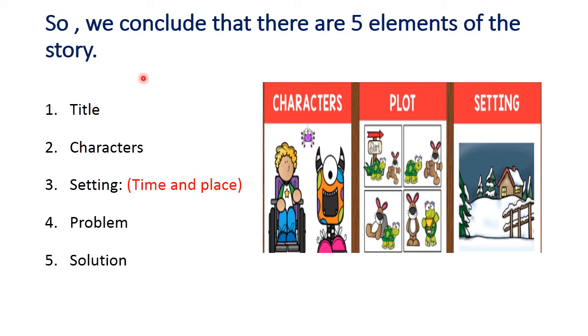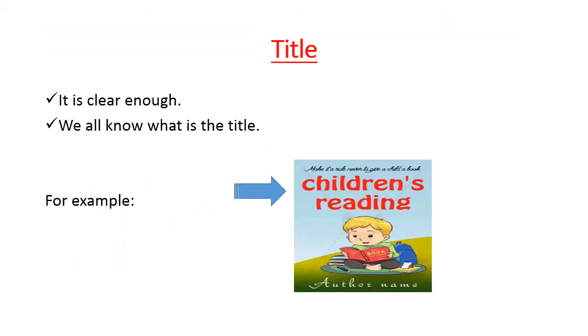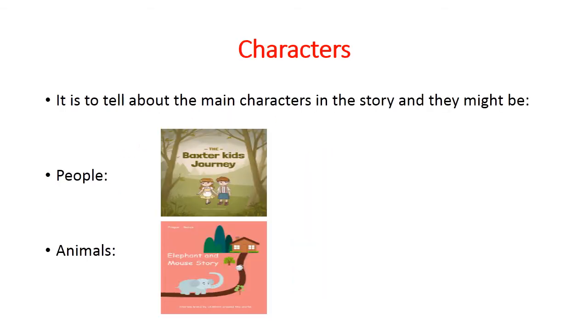So we conclude that there are 5 elements of the story, which are title, characters, setting, which means time and place, problem, and solution. Now, what about the title of the story? Each and every story has a title, just like this one. It's clear enough, and we all know what the title is, just like here.